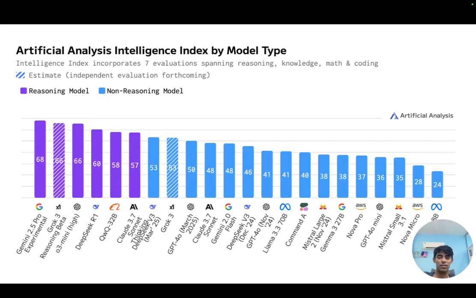These are all knowledge, math and coding. When you say knowledge, you mean science. All these are complex tasks. Obviously, a reasoning model is going to perform better than a non-reasoning model, right? That is why you are seeing a very huge difference.